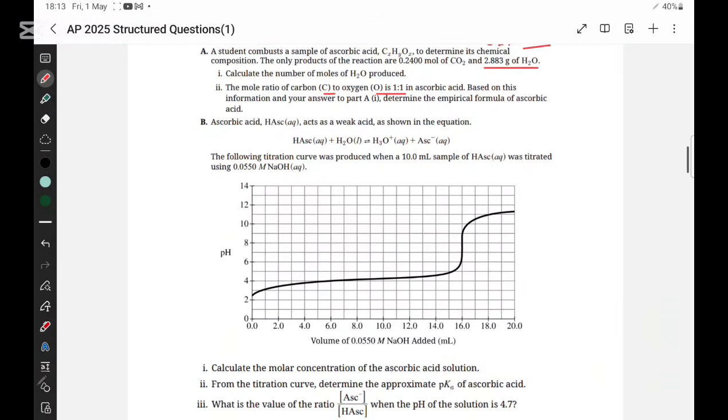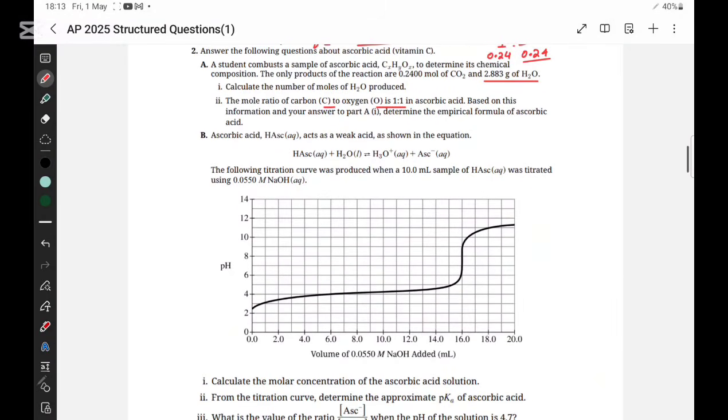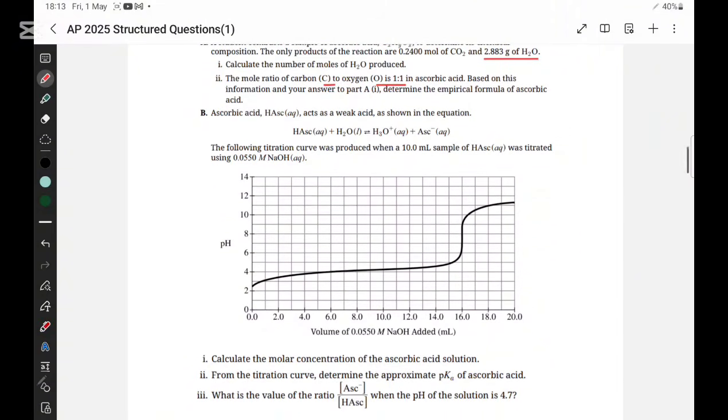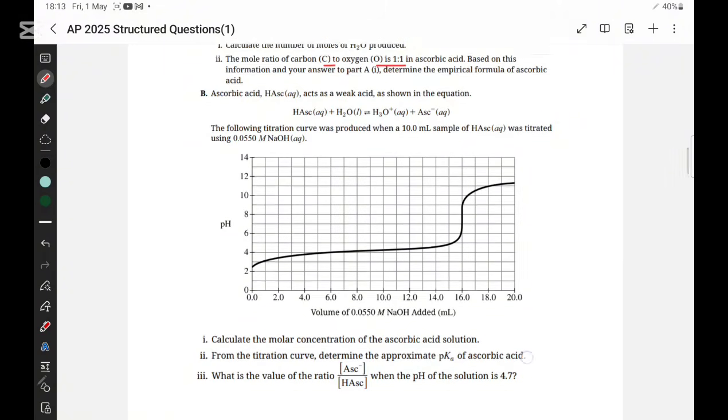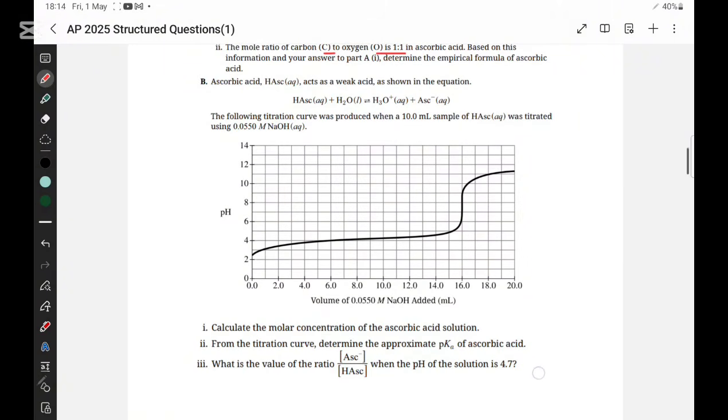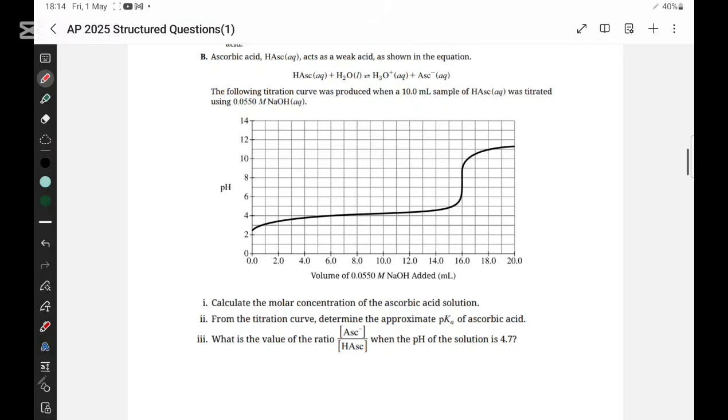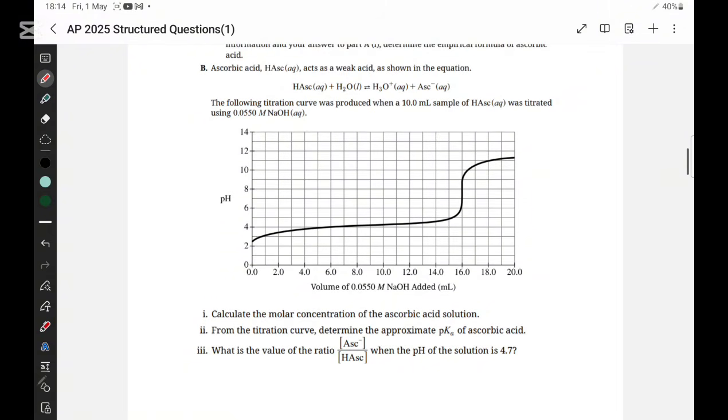Now for the next part, they are saying azopic acid acts as a weak acid as shown in the equation. The following titration curve was obtained when a 10 milliliter sample of HASC was titrated using 0.0550 molar NaOH. So now first they are saying calculate the molar concentration of azopic acid. So we have to first find the molar concentration of azopic acid. For that we are given the NaOH concentration.